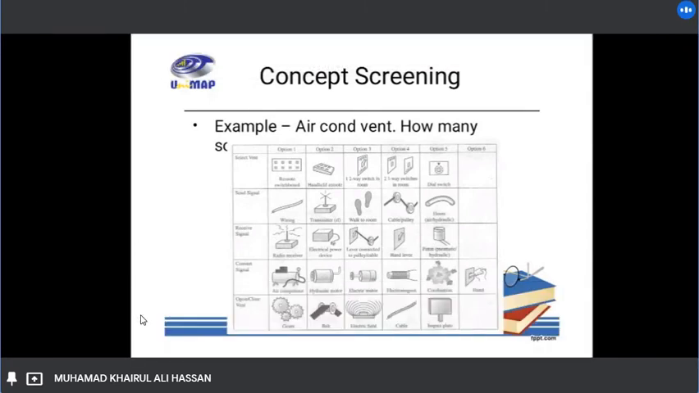Aircon ventilation, ventilator or ventilation. So okay, class, can you see this table? Yes, can you see it, doctor? Yeah.